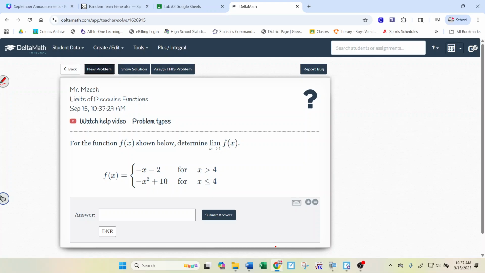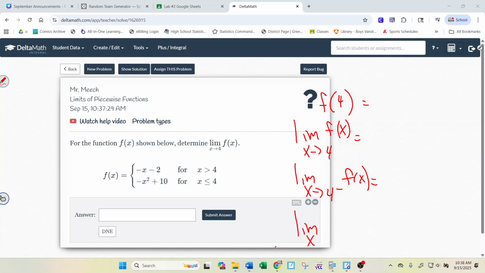The limit as x approaches 4. Now, let's do this. Once again, we have 4 things we want to consider. f of 4, x approaches 4, 4 from the left, 4 from the right. You have to consider all of those when you do this problem, okay?